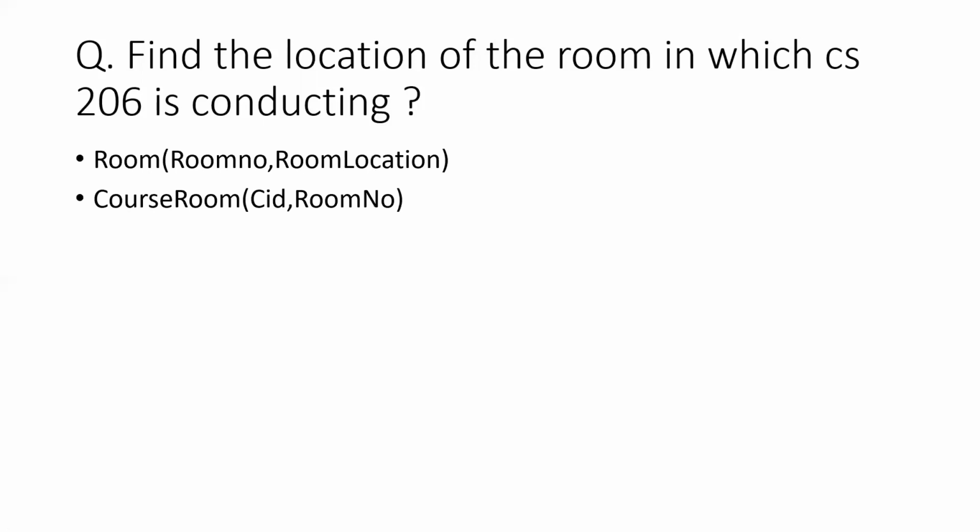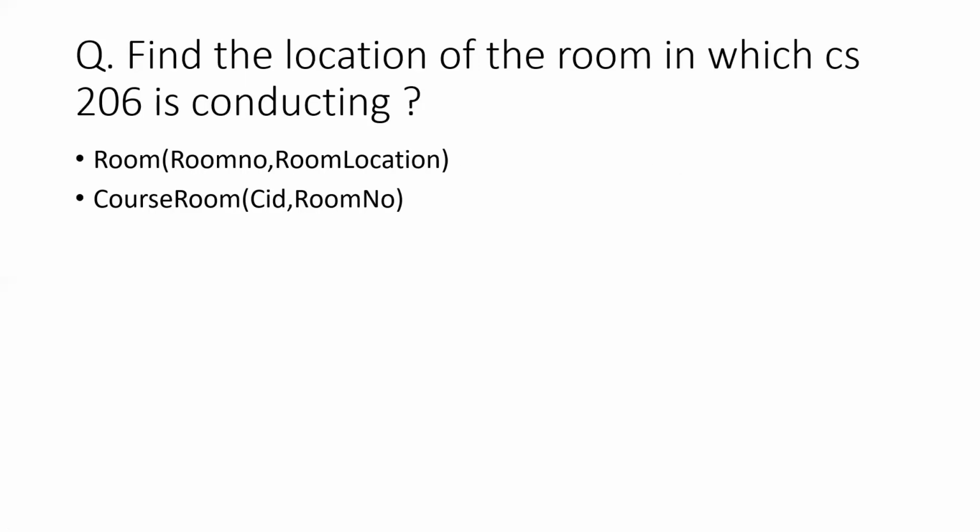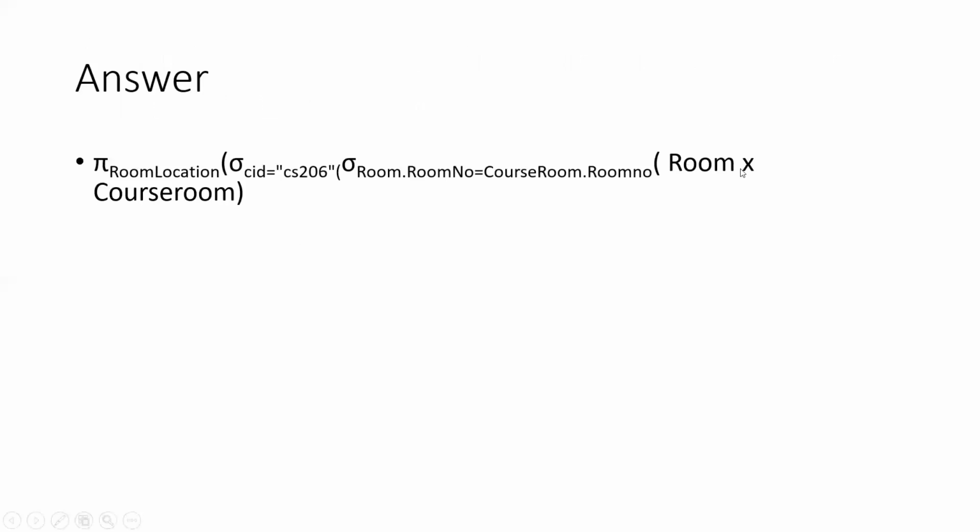So room with attributes room number and room location, course room with the CID and room number. These two relations we can join because the room number is common in both. So first we took the Cartesian product of room cross course room. Then we apply the selection as in the previous case: room dot room number is equal to course room dot room number.